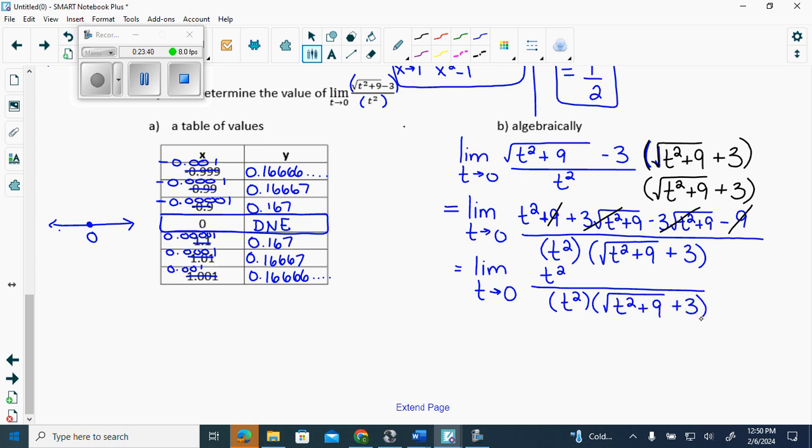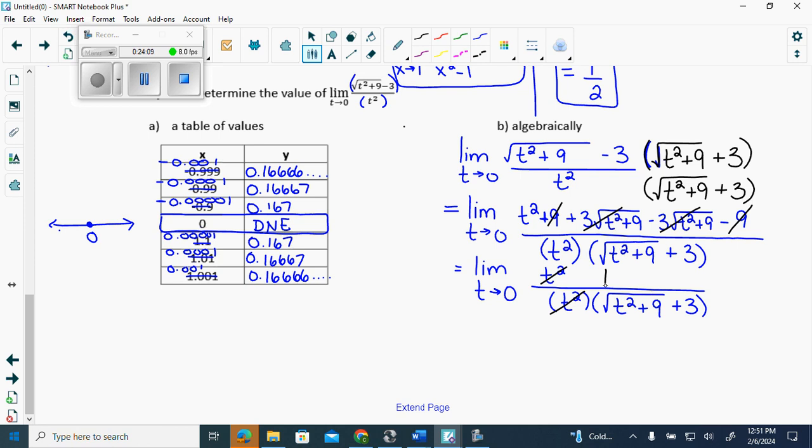Can I get my issue to go away now? Will the t squared cancel off? Yes, this one cancels off with this one. What am I left with in my numerator? A 1. If I plug the 0 in, does it create a 0 in the denominator now? No, so am I allowed to substitute at this point? Yes, I got rid of the problem. I can substitute in the 0. The moment I substitute in the 0, what can I drop off? The limit word, right? The limit word can go away.